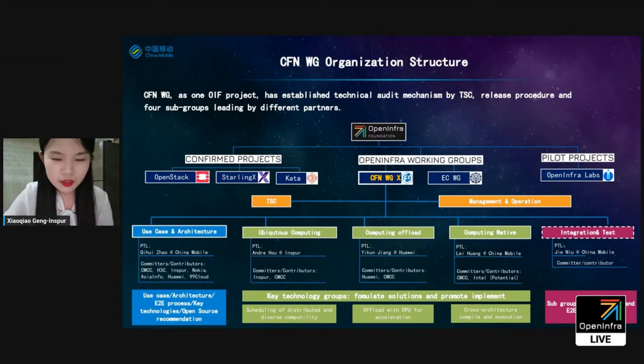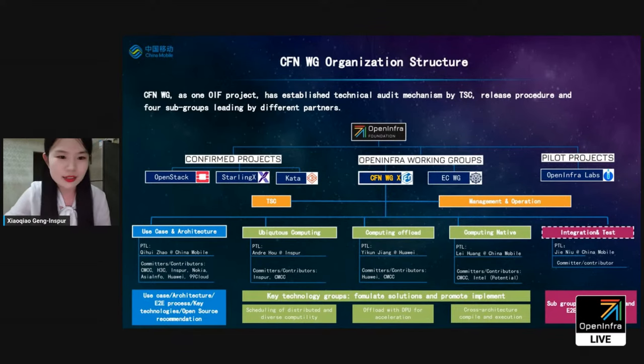Hello, everyone. I'm responsible for the ubiquitous computing scheduling subgroup, and I will introduce the platform and the main work that we have done. This platform mainly realizes the unified management, perception, and cross-domain scheduling of computing resources, such as the central cloud, edge cloud, and social computing power, to realize the integrated scheduling, dynamic adjustment, and continuous optimization of the computing resources.